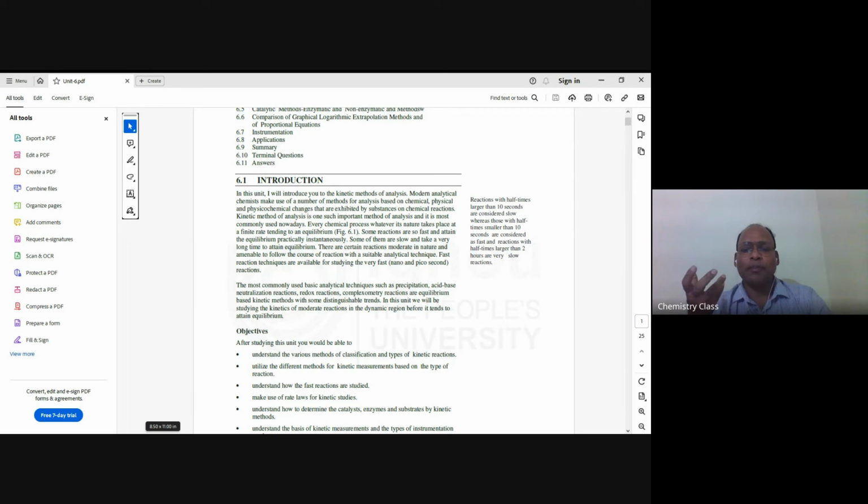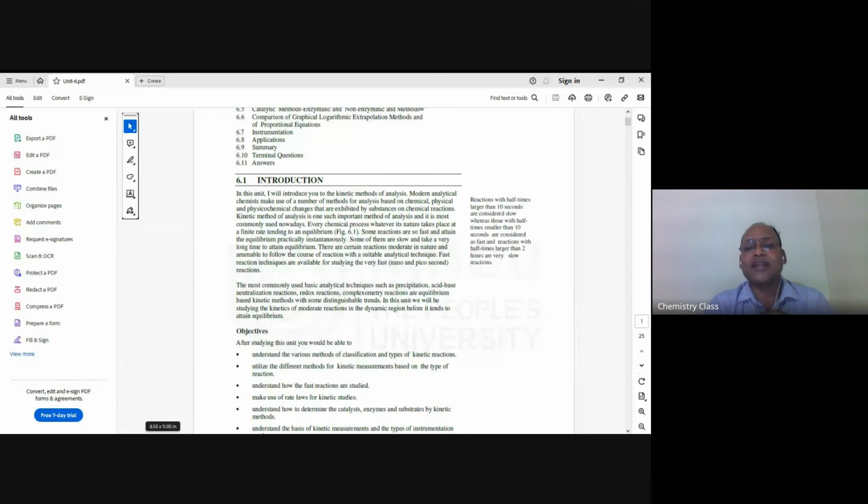If we go to the blasting of a cracker, it is the fastest reaction. We cannot calculate that. Petrol will catch fire very fast, so it is a very fast reaction and the speed is very high. But the thing is that the moderate reaction is most important.